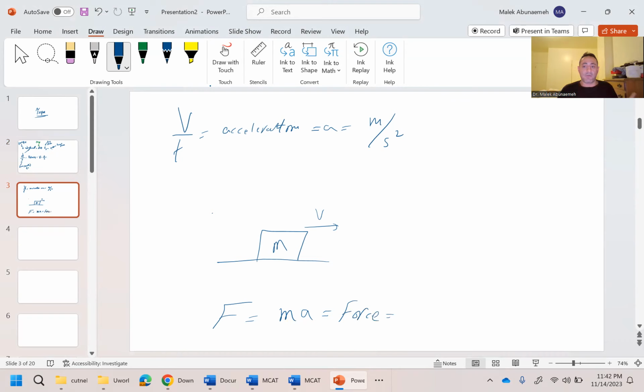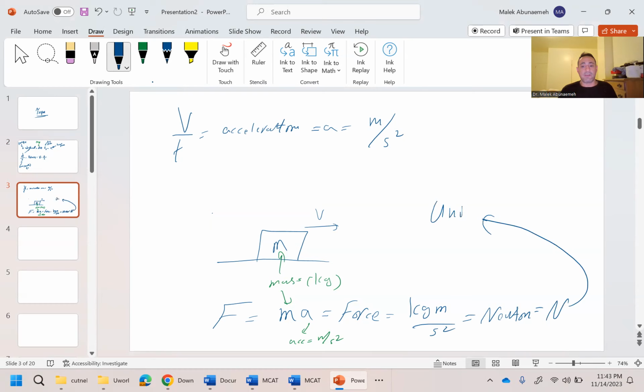Now, what is the unit for your mass? Let me go ahead and label this. Your M, that's the mass of your object, which is going to be in kilograms. And the acceleration is going to be meters per second squared. So applying both of these, you have kilograms times meters per second squared. That's what we call a Newton. You get a big letter N, and that's the unit for the force.